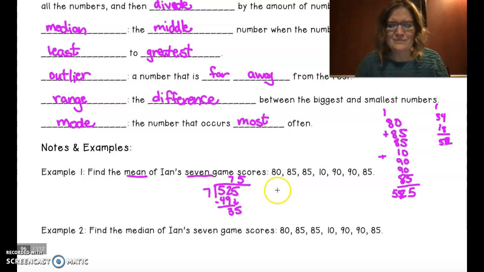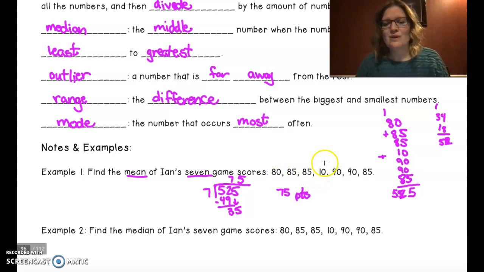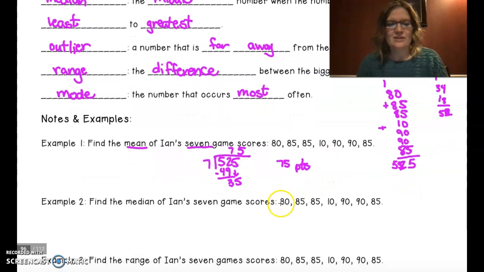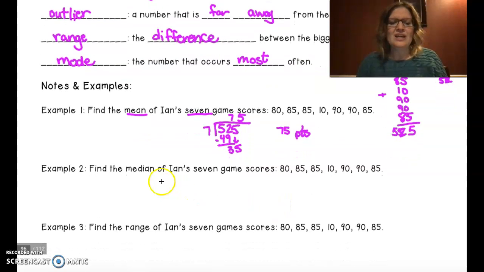I had to look at my notes. 75 points. Now, if we were to look at this, poor Ian, he's done really well, but that score of 10 just brought his whole average down. Bummer, Ian. So let's look now at solving the median of Ian's 7-game scores.